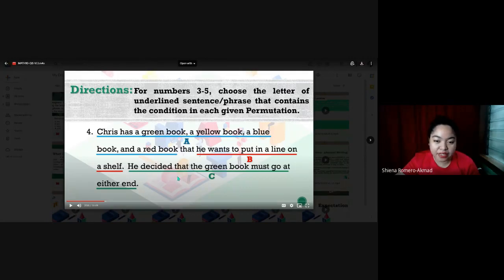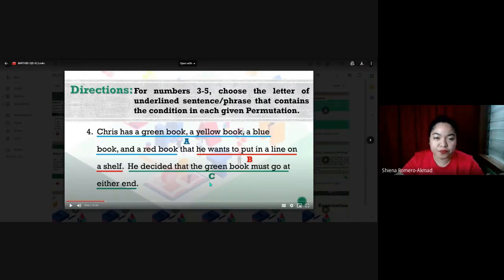He decided that the green book must go at either end. Meaning, ano ibig sabihin nun? So, ilan ba yung green book natin? Meron tayong isang green book, isang yellow book, isang blue, at isang red. So, ang gusto niya lang, either end. Whether nasa kaliwa or nasa kanan, basta nasa dulo yung green book. So, yun yung situation. Yun yung specified condition na binigay. Okay? So, the answer here is letter C.